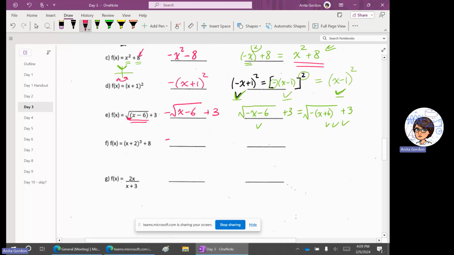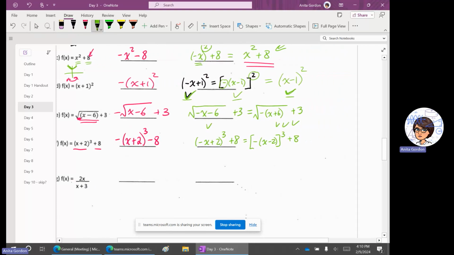So now I have negative (x + 2) all cubed - 8. Here are two terms. I have changed the sign for a reflection over the x-axis. So we're going upside down. And then here, negative (x + 2) all cubed + 8. Here's my simplification. Negative (x - 2) with a cube + 8.